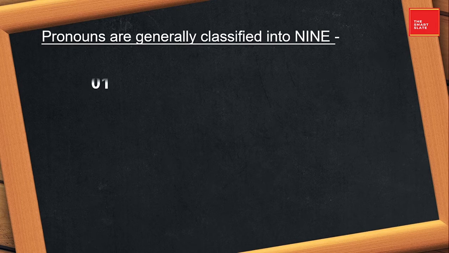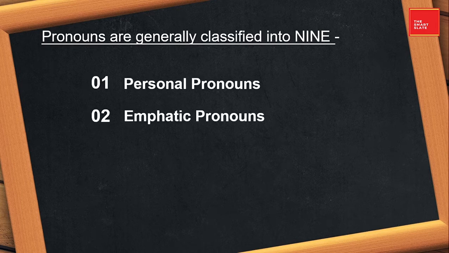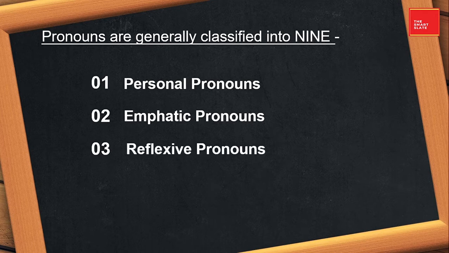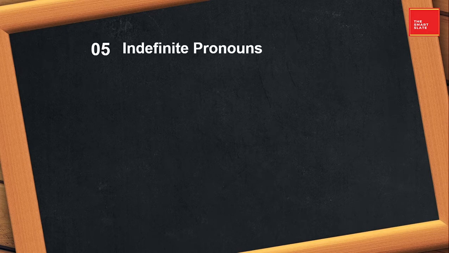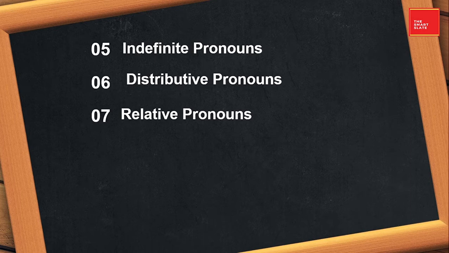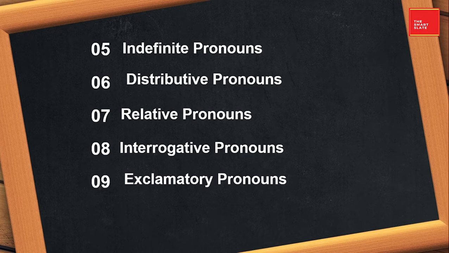Classification of pronouns. So pronouns are generally classified into 9. The very first is personal pronouns, emphatic pronouns, then is reflexive pronouns. Fourth one is demonstrative pronouns. Fifth one is indefinite pronouns. Sixth one is distributive pronouns. Seventh one is relative pronouns. Eighth one is interrogative pronouns. And the last one, that is ninth one, is exclamatory pronouns. We'll understand them one by one.